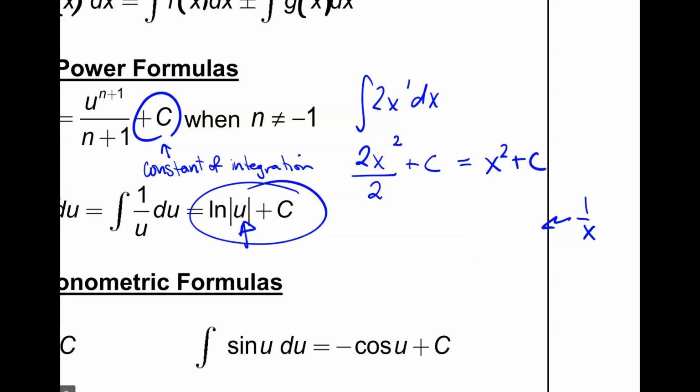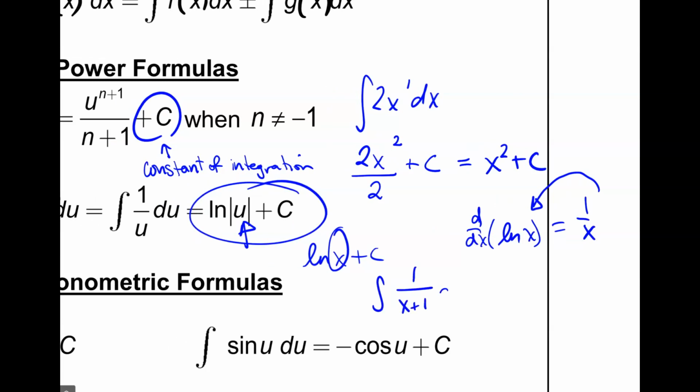Sorry, I was going the wrong way. If I am taking the derivative of ln of x, it's going to be 1 over x. Meaning, if I take the integral, the antiderivative of 1 over x, it's going to be ln of x. So this is just ln of x plus c. But notice, it might not just be ln of x. Maybe I'm going to take the integral of 1 over x plus 1. What this would be is ln of x plus 1, divided by whatever the derivative is there, plus c.